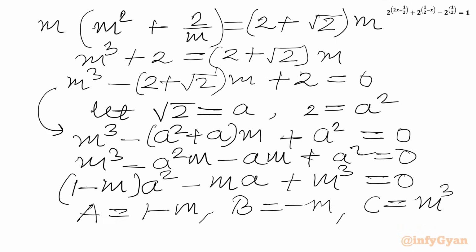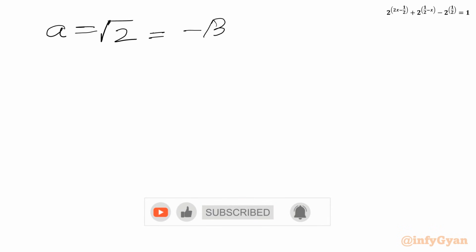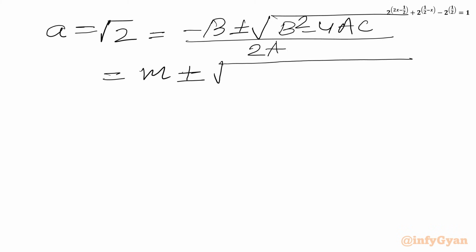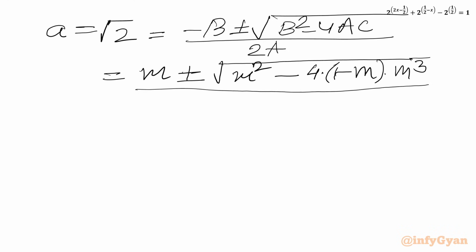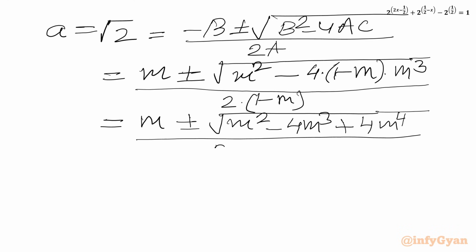Let's apply the formula and solve for small a. So I can write small a, which is square root 2, using the formula minus b plus minus square root b square minus 4ac over 2a. Let's plug in the values. So minus b, minus of minus m, plus minus square root of (minus m) square, so m square minus 4 times a, which was 1 minus m, times c, which was m cube, over 2 times a, which was 1 minus m. So I can simplify: I can write m plus minus square root of m square minus 4m cube plus 4m power 4 over 2 times 1 minus m.